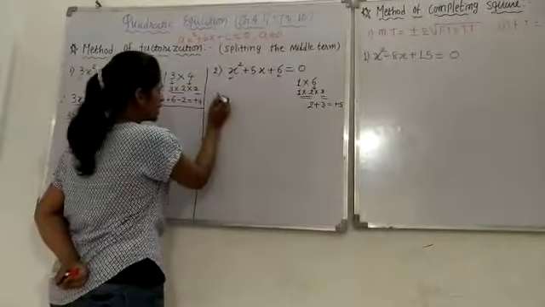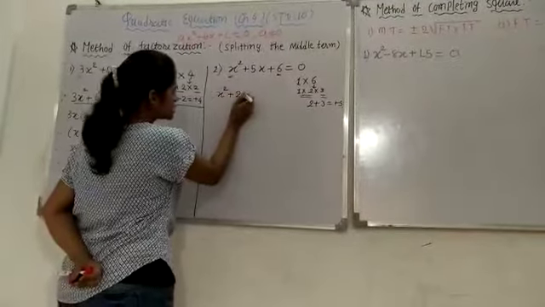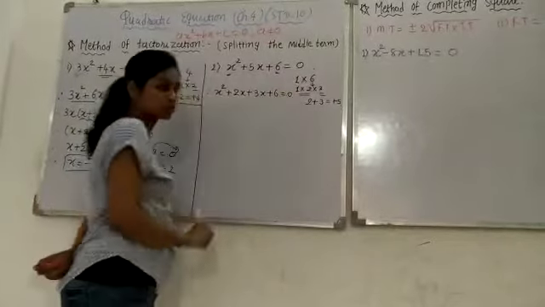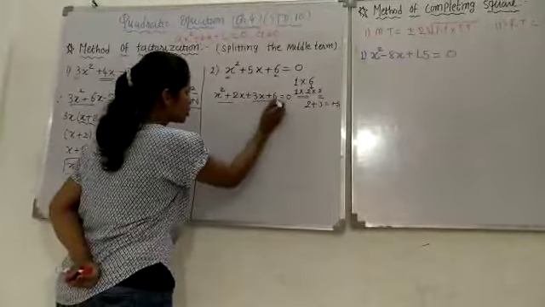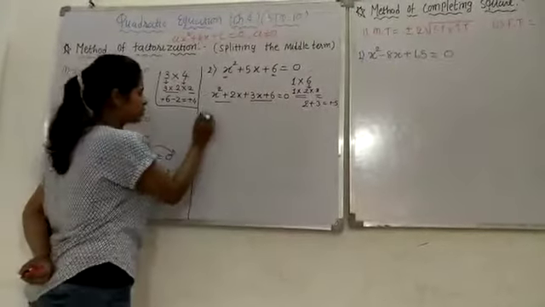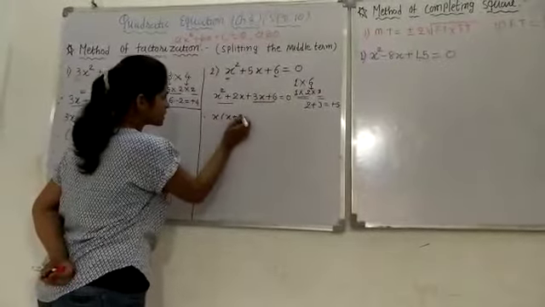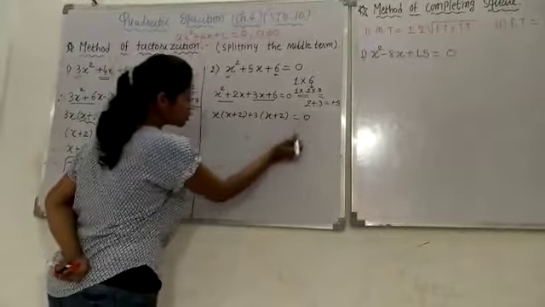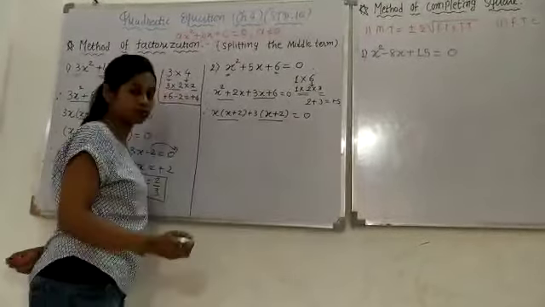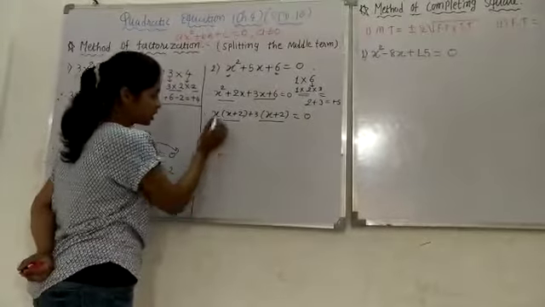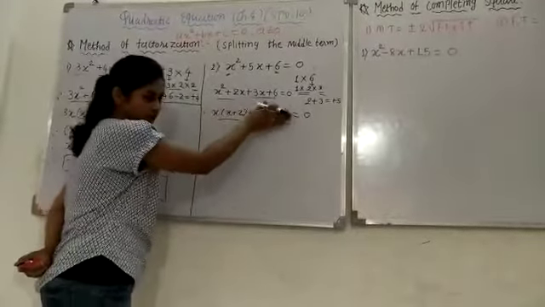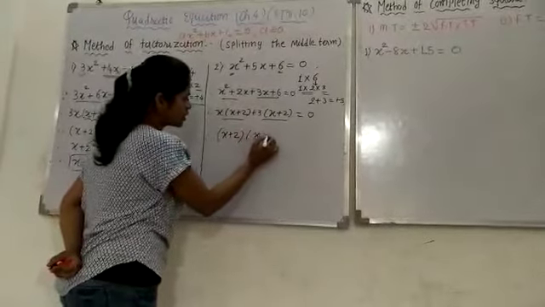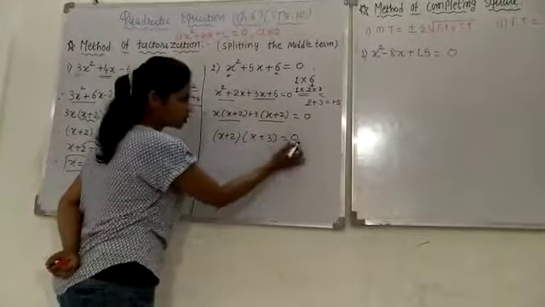So you can write this as x square plus 2x plus 3x plus 6 is equal to 0. Now take out common from the first two and last two. So x common here, x plus 2, plus 3 common here, x plus 2, which is equal to 0. Again common from the first term and second term. So common x plus 2, remaining is x plus 3, which is equal to 0.